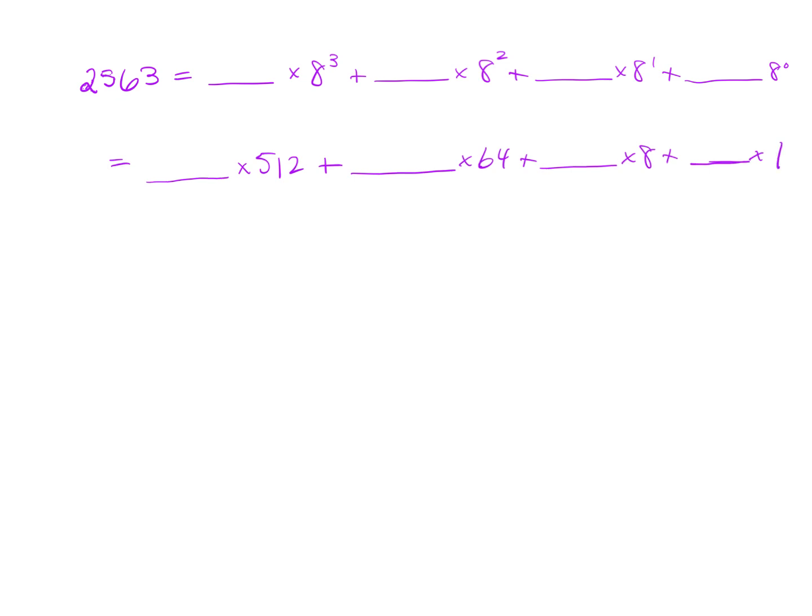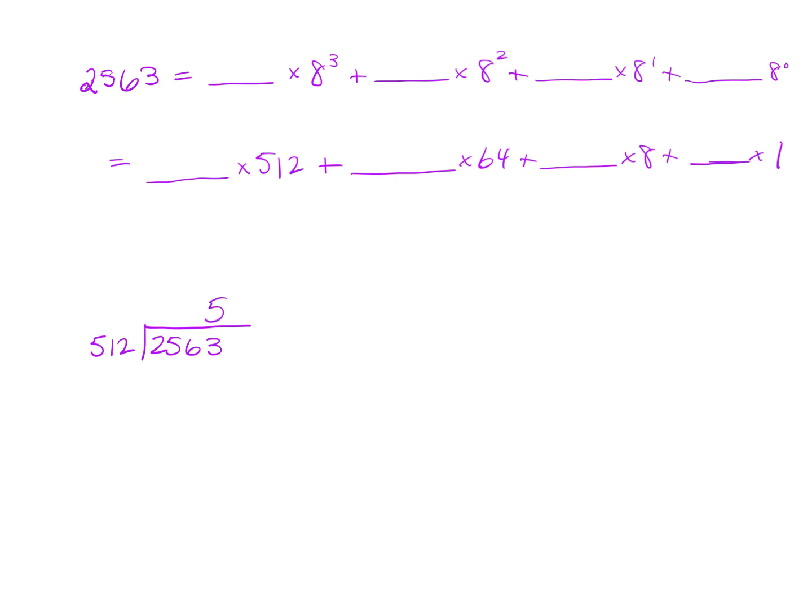Okay, so I want to know how many times 512 goes into 2,563. I could do long division. So 512 into 2,563. Well, 500 would go into 2,500 5 times, because 5 times 5 is 25. So we'll start with a guess of 5.